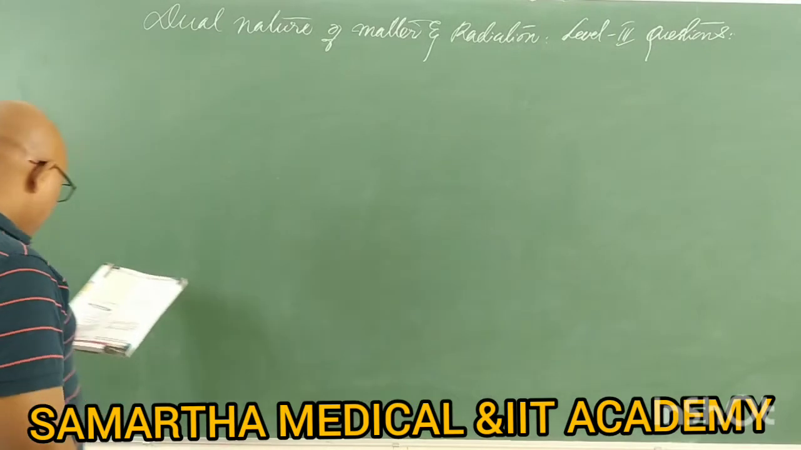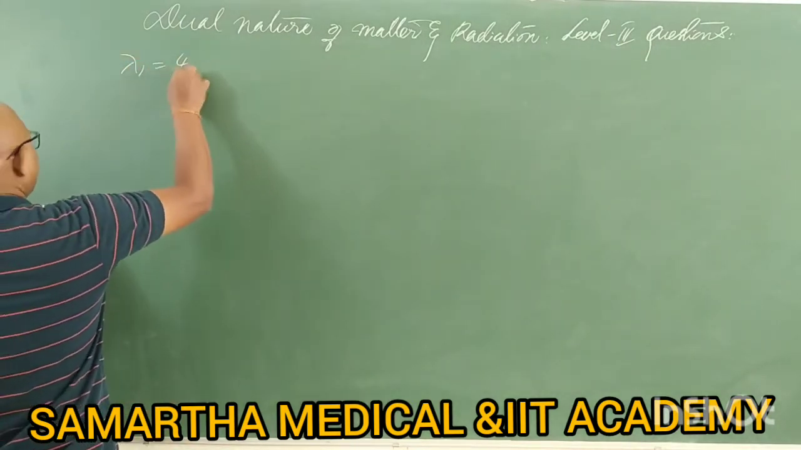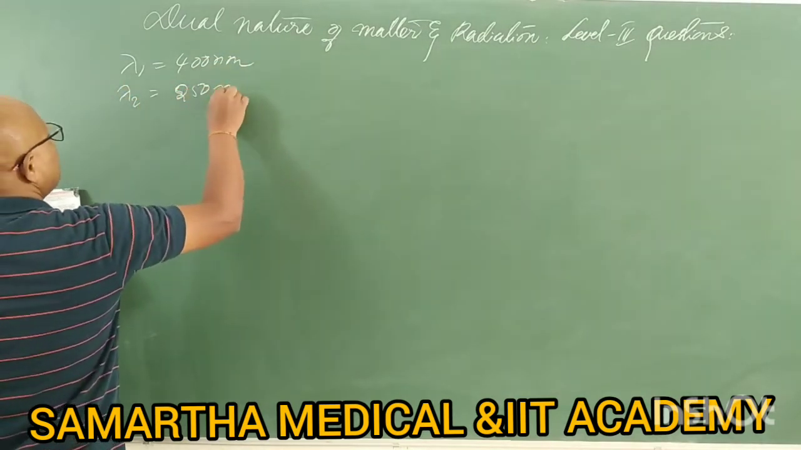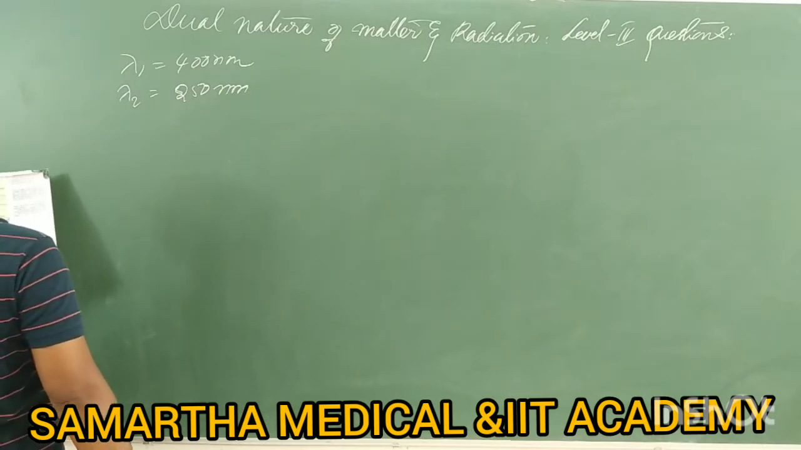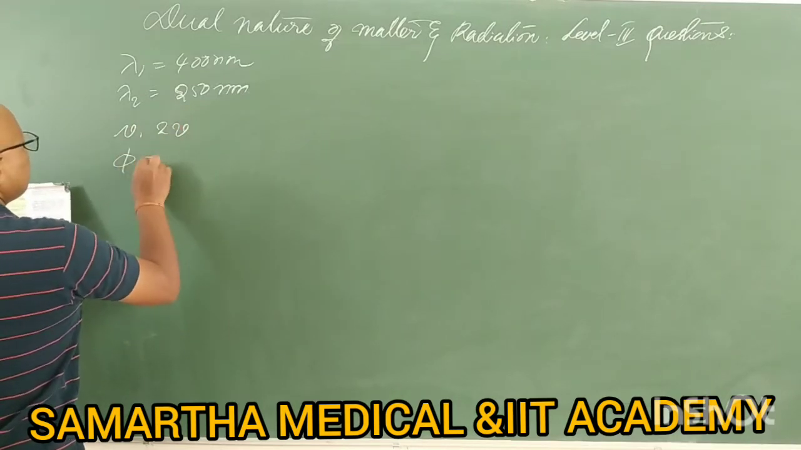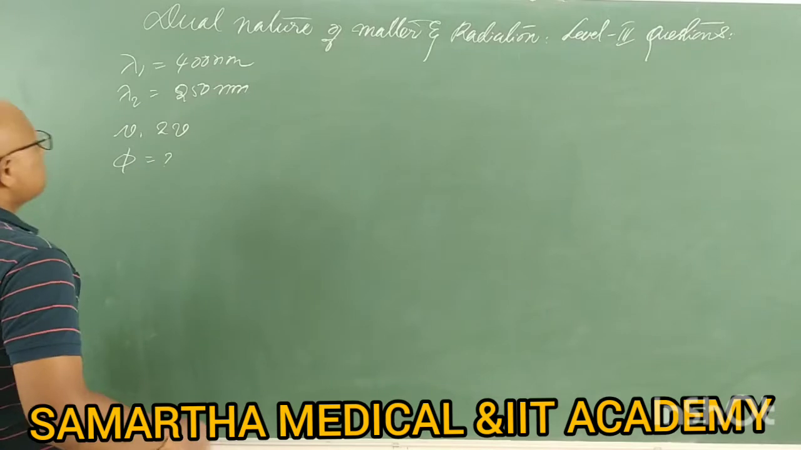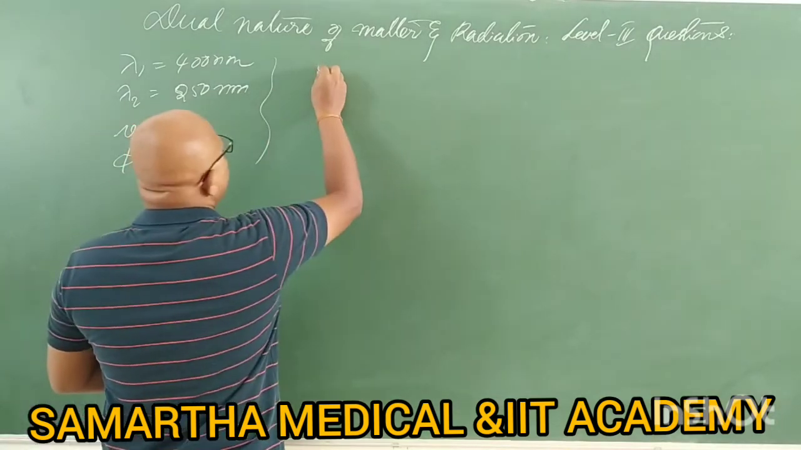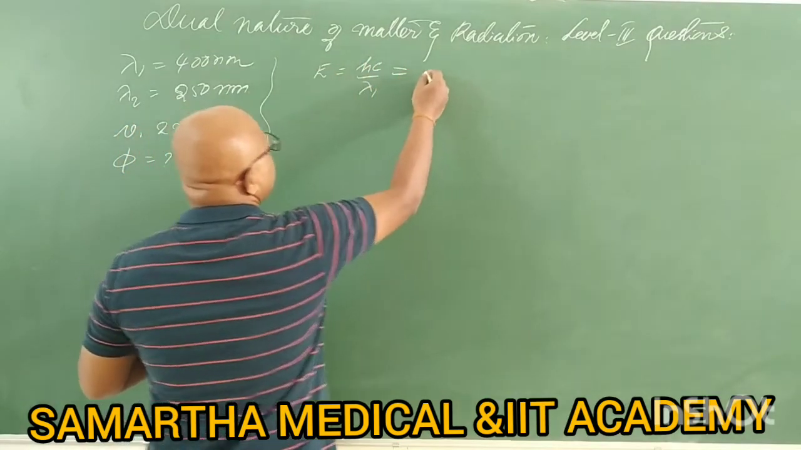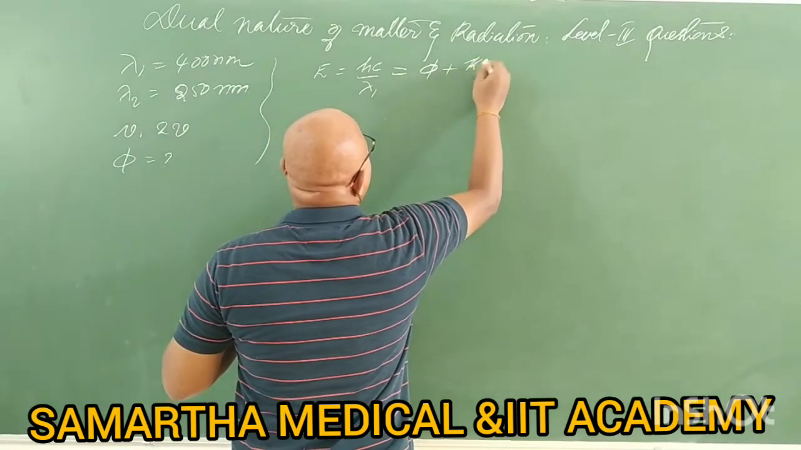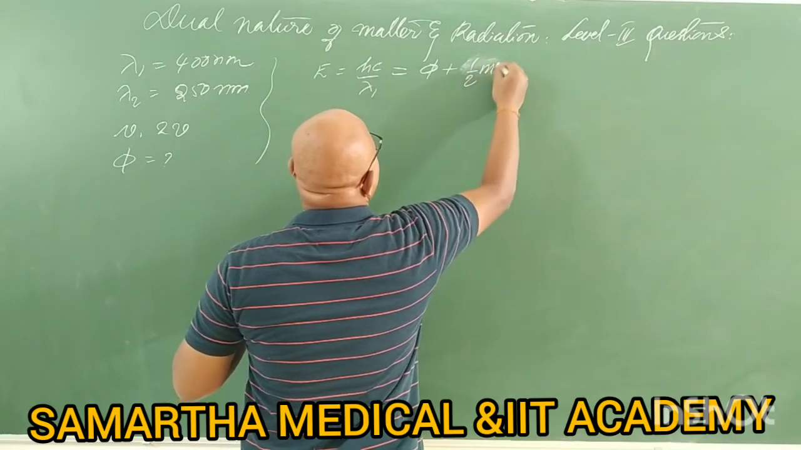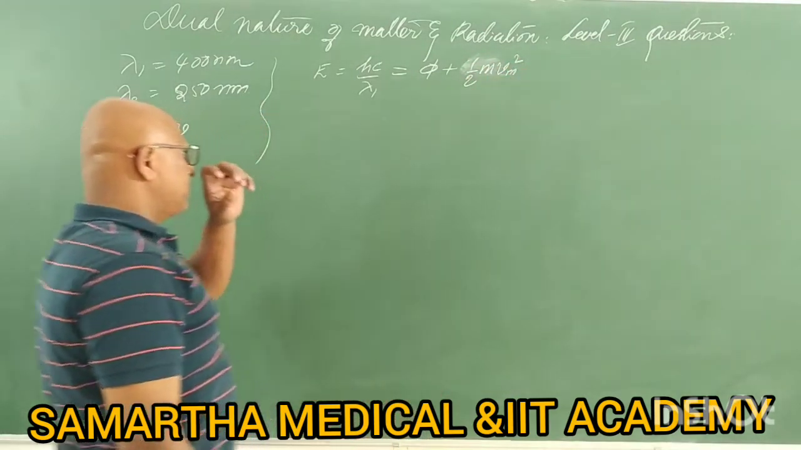When the metal surface is illuminated by lights of wavelength lambda 1 of 400 nanometer and lambda 2 of 250 nanometer, and the maximum velocities are v and 2v, as already given, they were asking the work function of the metal. Now we will solve this question using the same equation, that is E is equal to Hc by lambda 1, which is nothing but work function plus K max. In the place of K max we will write EVS, or in other words half m v square max, right.